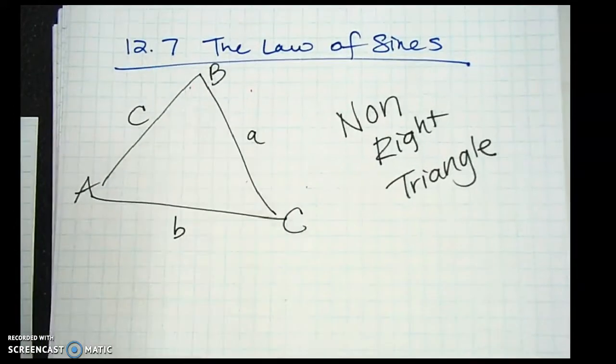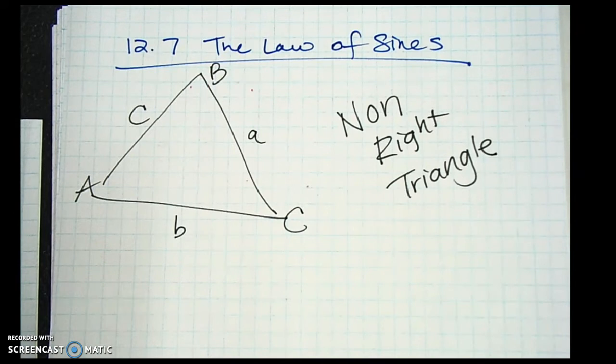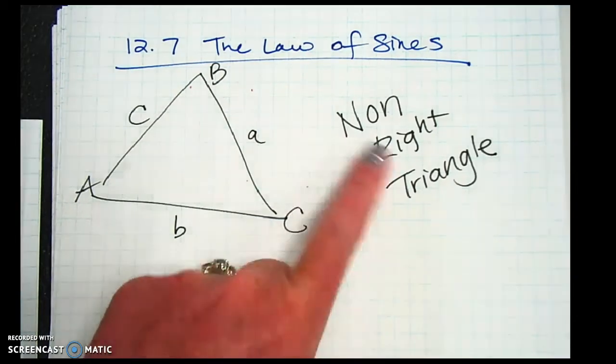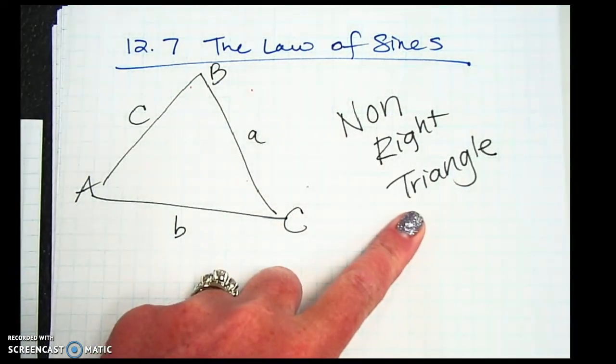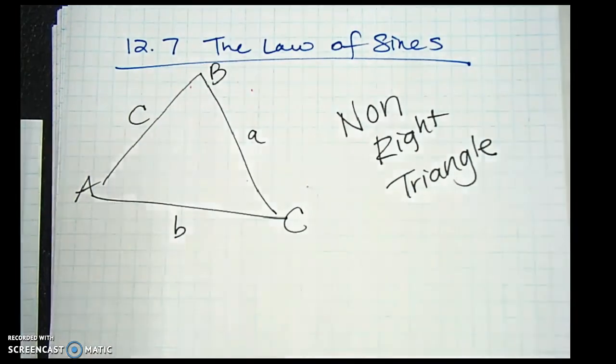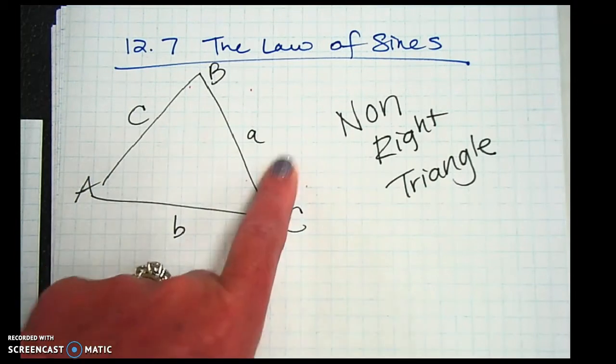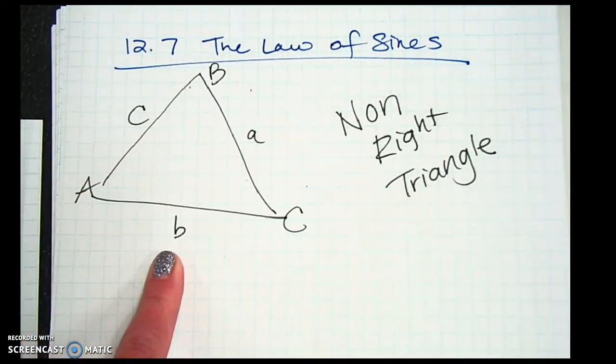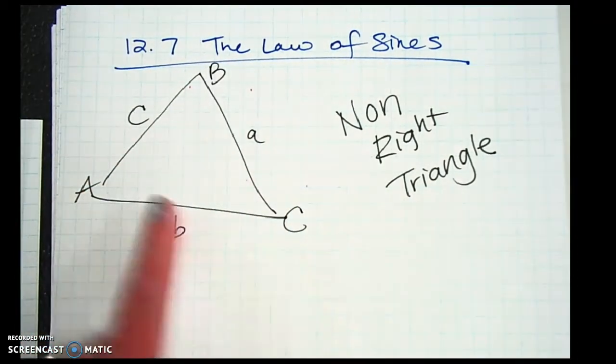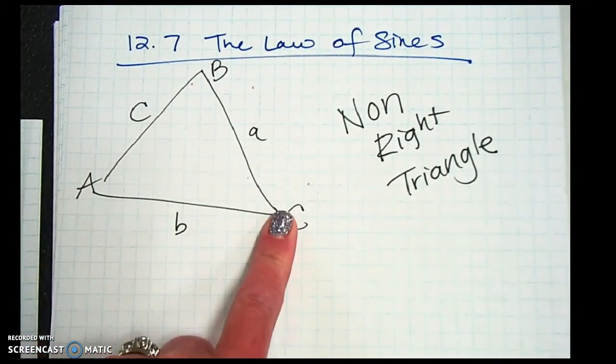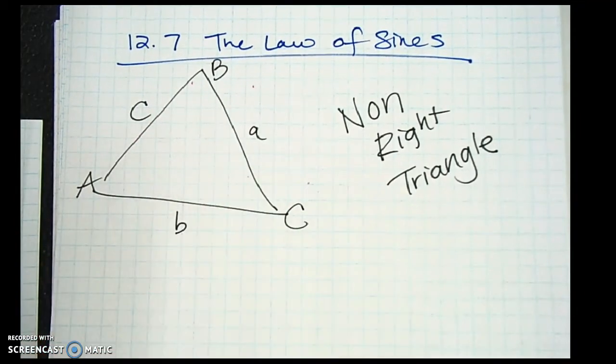So section 12.7, gentlemen. 12.7 is the law of sines. Yesterday we looked at the law of cosines. They're both going to come in handy when you have non-right triangles. Okay? So you're going to basically draw the same triangle, the vertex A, opposite side A, vertex B, opposite side B, and so on. Capitals, lower cases, right? Capitals for the vertices, lower cases for the sides.